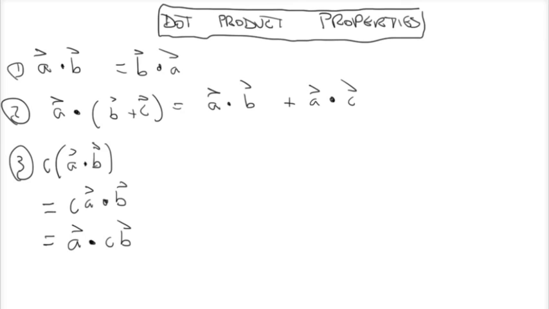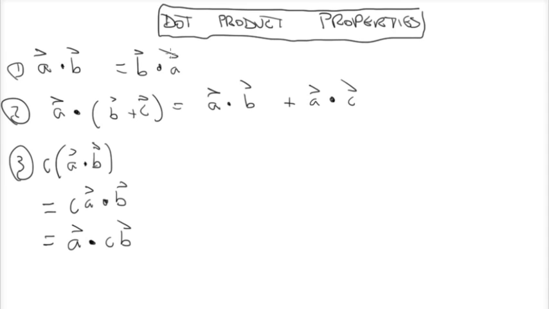So the three significant properties to remember about the dot product are these ones. The first one: the dot product between two vectors A and B is equal to the dot product between the same two vectors, B and A. This property shows us that it doesn't matter which order we write out a dot product in. We can write it out in whatever order we want, and it'll end up having the same result.